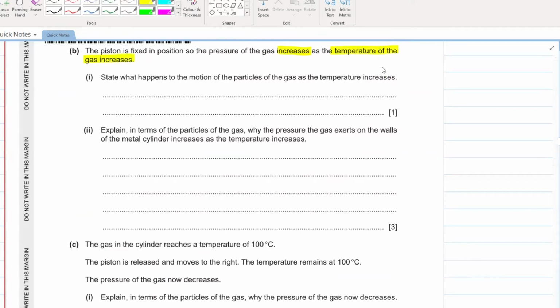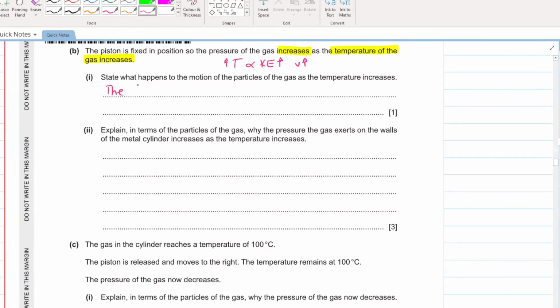increases. Perfect. So the pressure is increasing as the temperature is increasing. State what happens to the motion of the particles of the gas as temperature increases. Have I told you one simple key point? Temperature is directly proportional to kinetic energy. As temperature increases, kinetic energy will increase and the velocity of the particles will increase. So you can write it here.